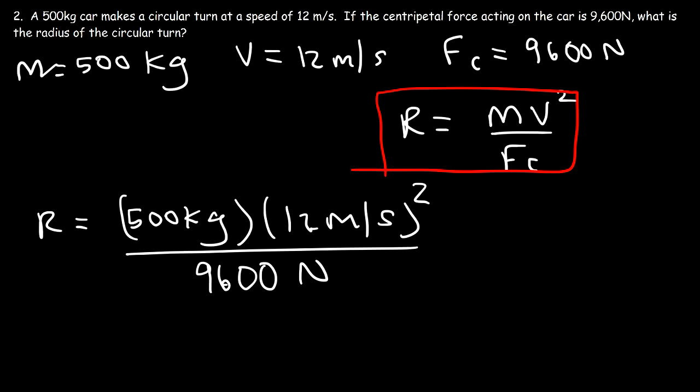Twelve squared times 500 is 72,000. And if you divide that by 9,600, you're going to get a radius of 7.5 meters. And that's it for this problem.